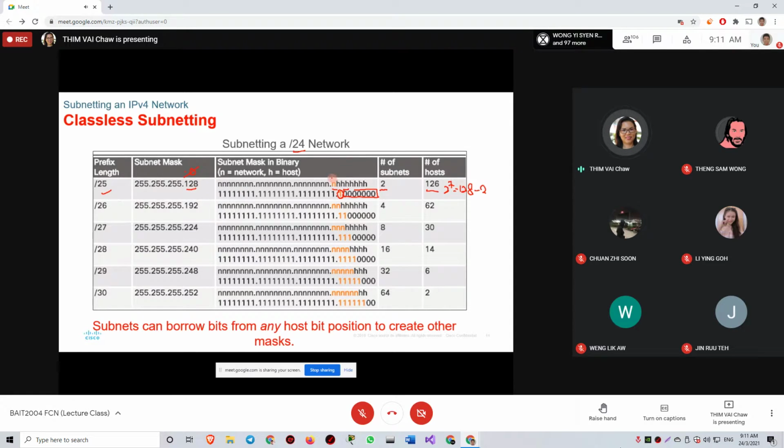This position is 2 power by 7. That's why the position value here is 128. So you need to have .128.